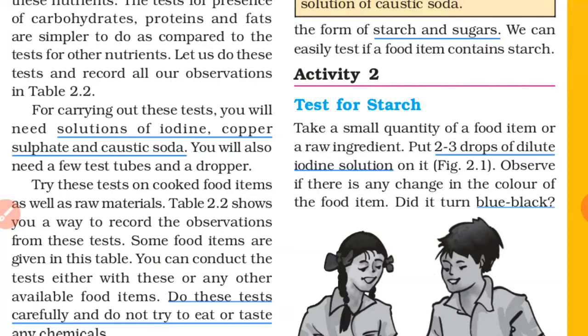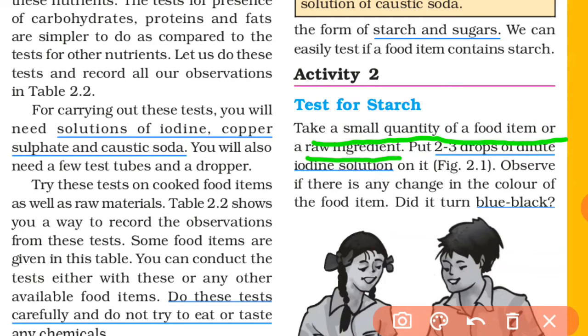So the first test is for starch. How can we test the starch? Take a small quantity of a food item or raw ingredient. For example, rice may be of 2 kinds, raw rice and cooked rice. We can take either one. Then we have to put 2 to 3 drops of dilute iodine solution. We discussed that solution in the last video, and how to make it.